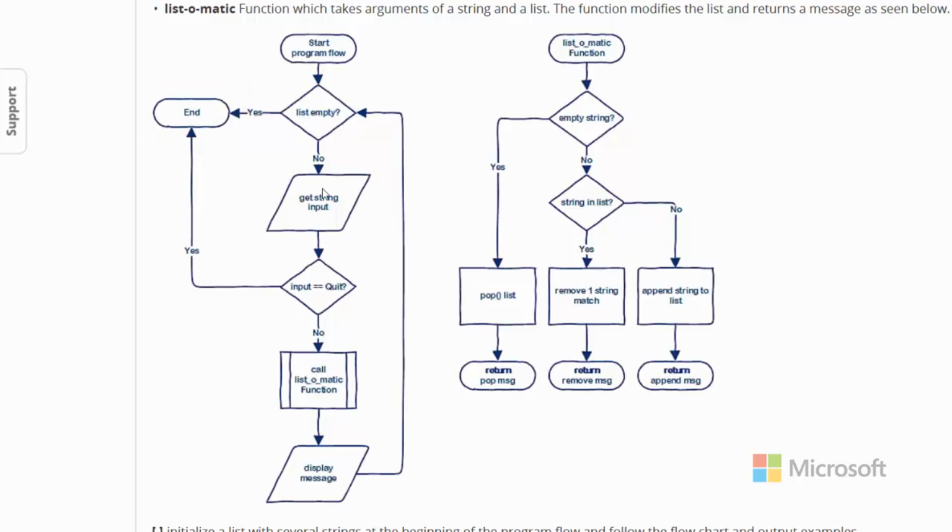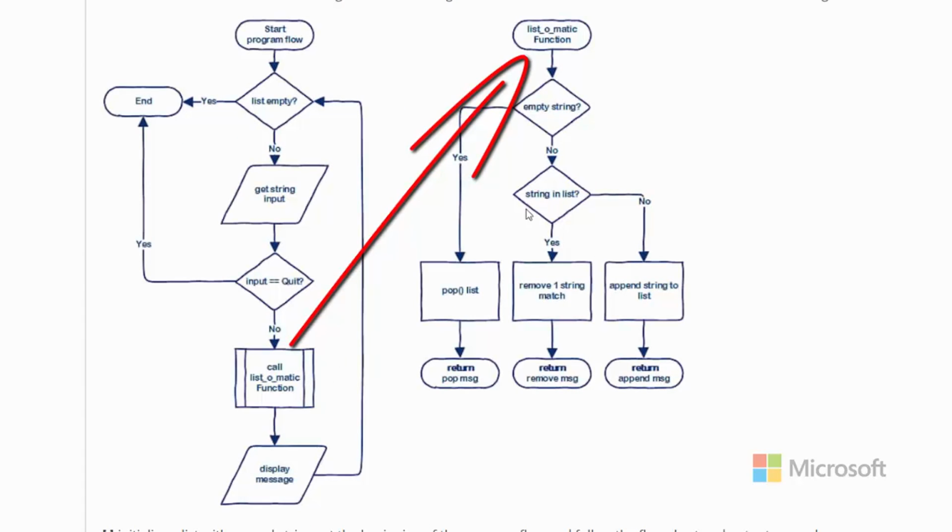If it's not, then we get our string input. And so we looked in there. If I wrote cat and I had cat in the list, then we're going to do that thing where we remove it, or if it's not in the list, we add it. But first it'll check to see if that input is quit. If it's quit, then we're done. If it's not, then we're going to call the list-o-matic function. And the list-o-matic function is up over here.